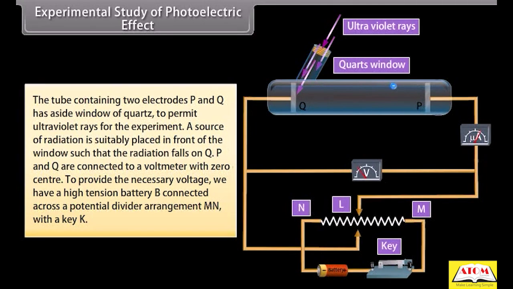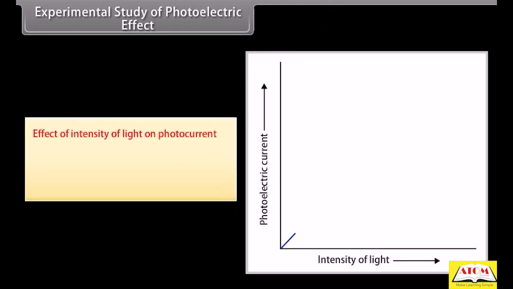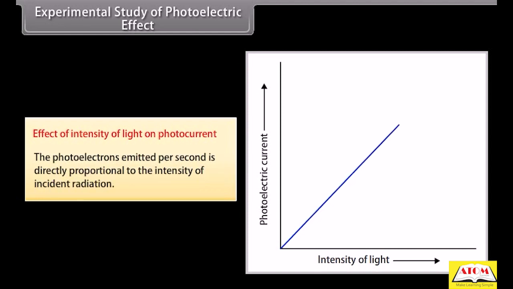Experimental study of photoelectric effect, apparatus and circuit. The tube containing two electrodes, P and Q, has a side window of quartz to permit ultraviolet rays for the experiment. A source of radiation is suitably placed in front of the window such that the radiation falls on Q. P and Q are connected to a voltmeter with zero center. To provide the necessary voltage, we have a high-tension battery B connected across a potential divider arrangement MN with a key K. Effect of intensity of light on photocurrent: the photoelectrons emitted per second is directly proportional to the intensity of incident radiation.